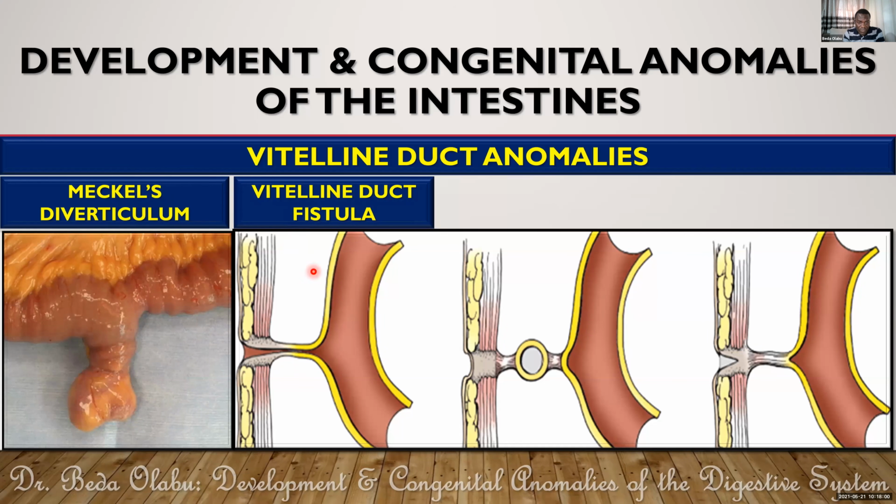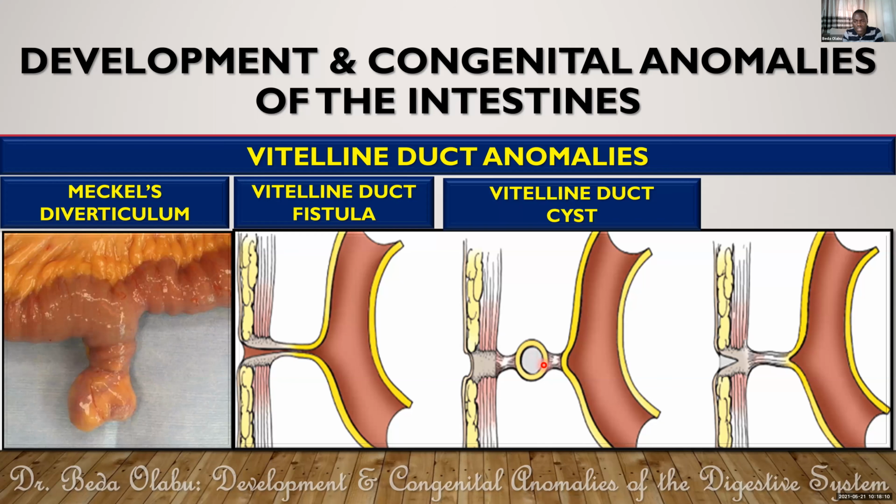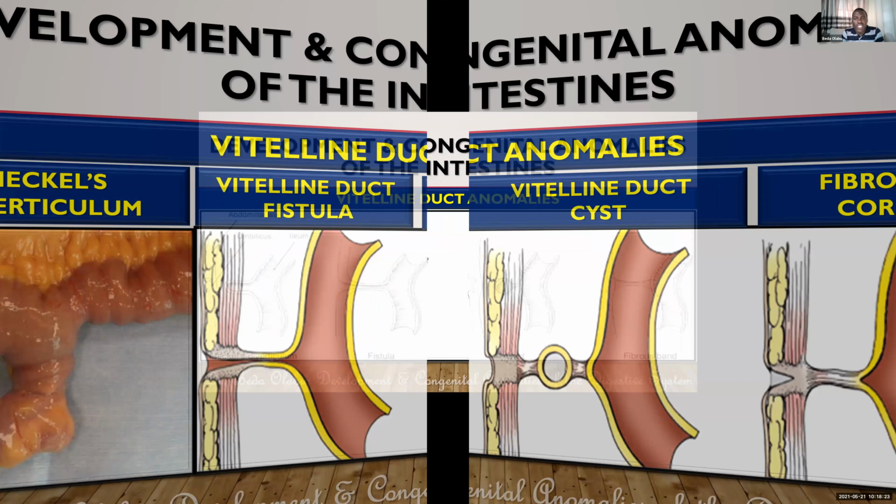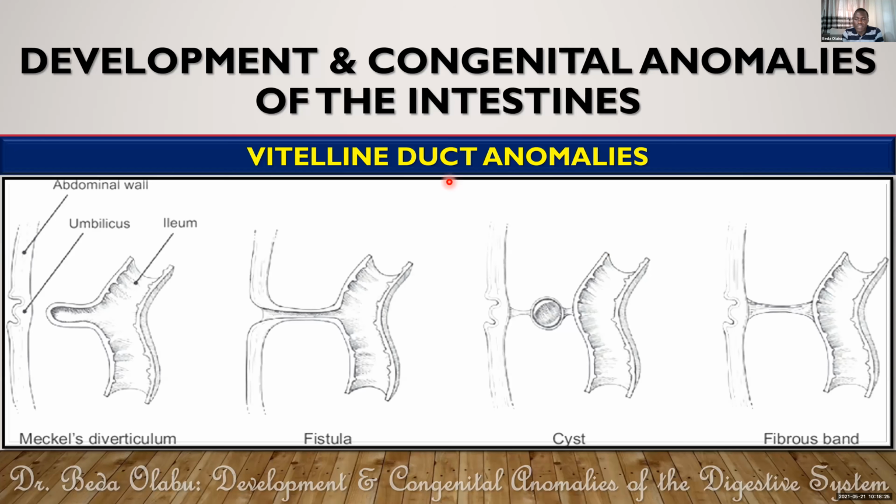You can have a vitelline duct fistula, where the vitelline duct passes throughout from the ileum to the anterior abdominal wall. You can have a vitelline duct cyst, where there is a cyst in between the two, and you can have a fibrous cord. Well, there's no lumen, there's no cyst, but there's some connective tissue. These are vitelline duct malformations still.